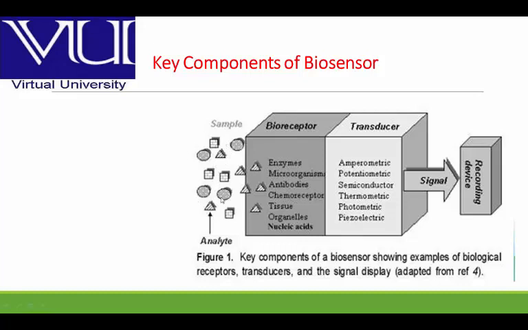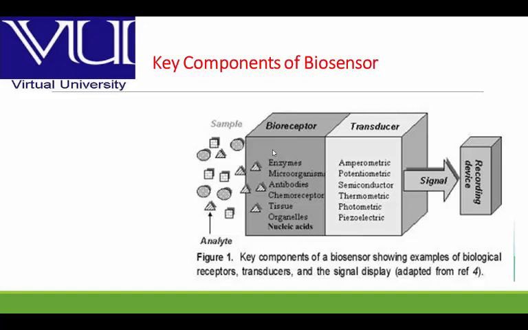Here we can see a sample in which there is a specific analyte which we can detect through bioreceptors. All detectable analytes go to those bioreceptors, and there are several types of bioreceptors such as enzymes, microorganisms, antibodies, chemoreceptors, tissue, organelles and nucleic acid.